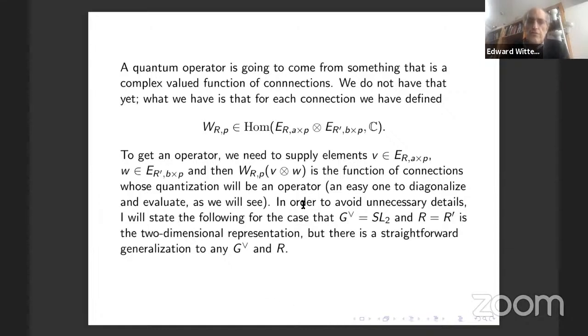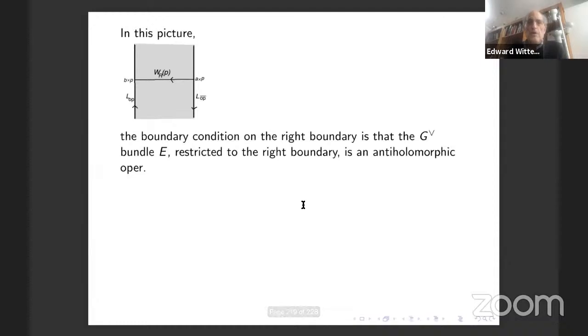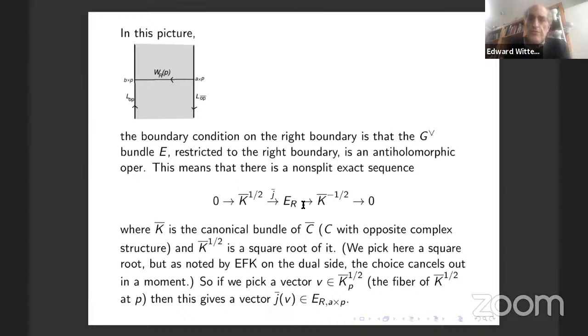To avoid unnecessary details, I'll only state the following for the case that the dual group is SL2, and that R is the two-dimensional representation, which means that R is also the same as R prime. There's a straightforward generalization to any group and representation. In this picture, the boundary condition at the right boundary is that the G-dual bundle restricted to E is an anti-holomorphic pair, which according to Beilinson and Drinfeld means that there's a non-split exact sequence from K bar to the 1/2 to E sub R, where K bar is the canonical bundle of C bar. C bar is C with opposite complex structure. K bar to the 1/2 is a square root of it.